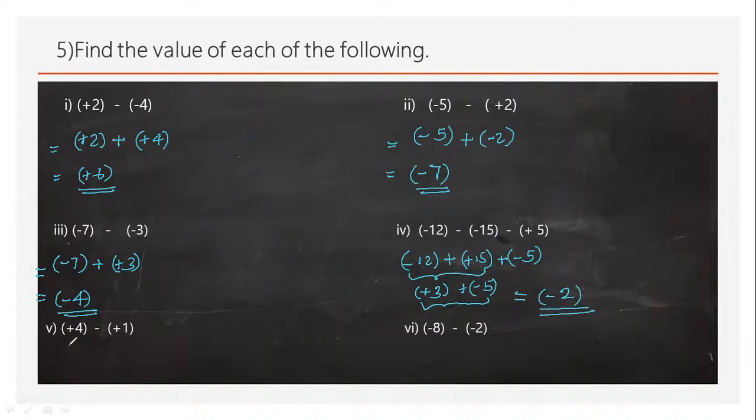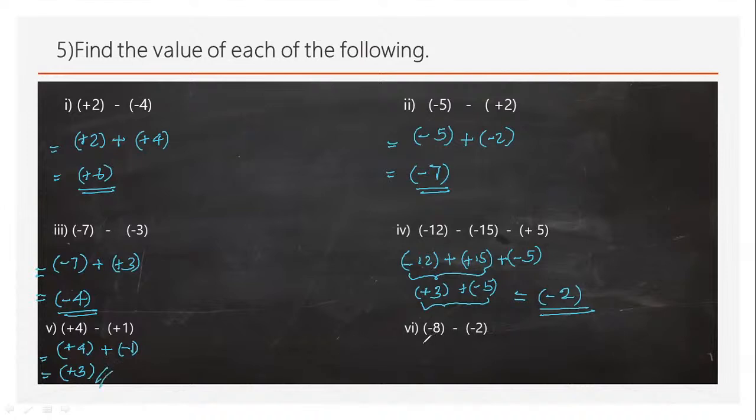Next one. Plus 4 minus positive 1. Instead of this positive, write the additive inverse, negative 1. Now take the difference of this. 4 subtract 1, that is 3. The larger numerical value contains positive, so the answer is plus 3.